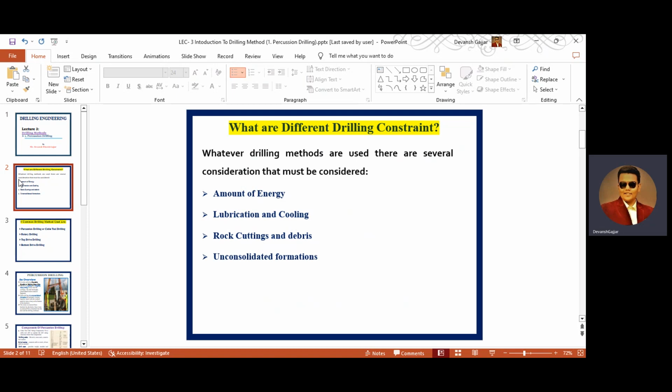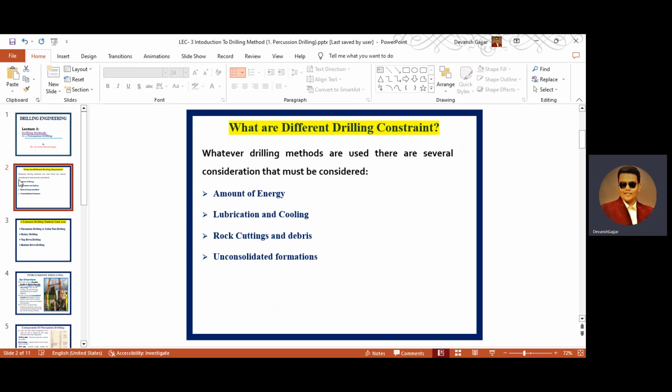So what are the different types of drilling constraints? The first is the amount of energy. The amount of energy required to drill is governed by the rock type. Unconsolidated formations such as sand, silt and clay are weak and much easier to drill than consolidated rock such as granite, basalt and slate, which are hard, strong and dense.